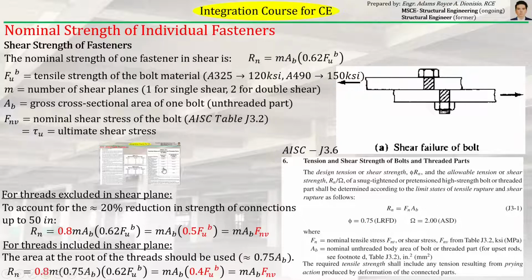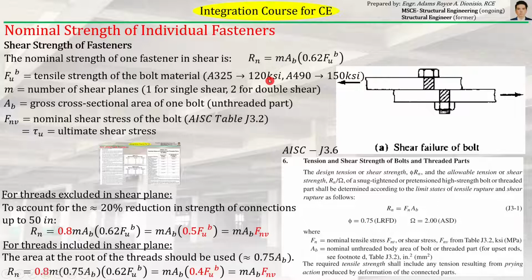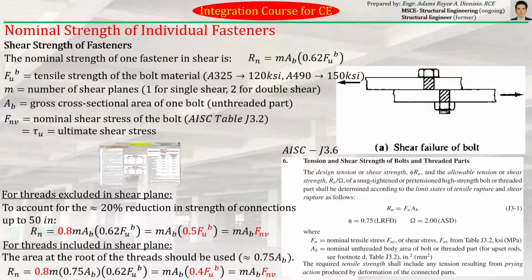Makikita nyo, kunyari sa A325, kapag threads are excluded in the shear plane, yung FNB niya is just 0.5 na 120, which is equal to 60. Kapag included naman, 0.4 ng 120, or nasa 48, sorry. Nasa 48 KSI.